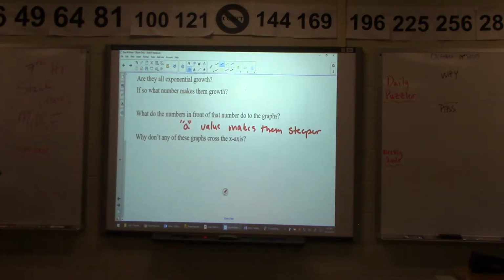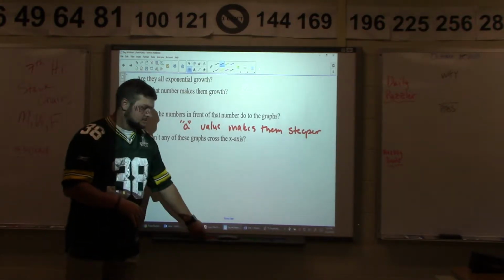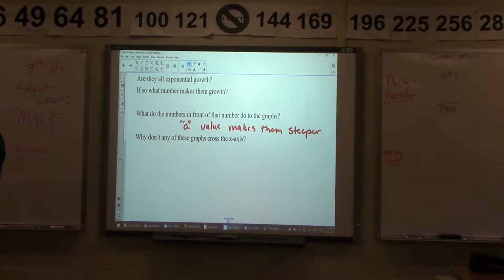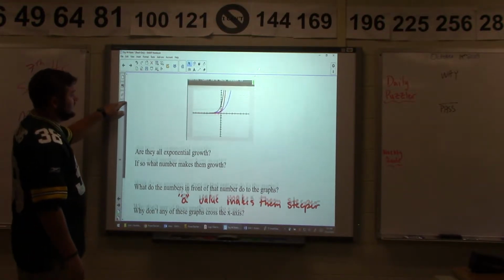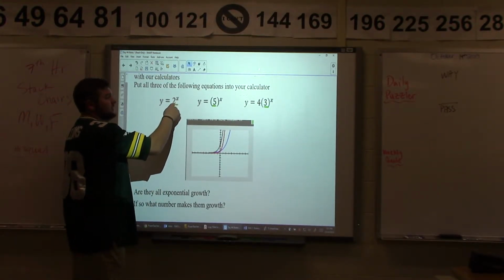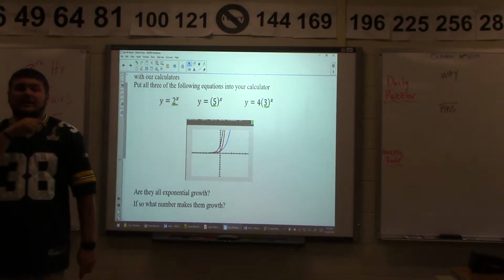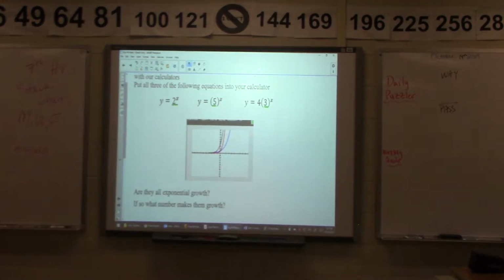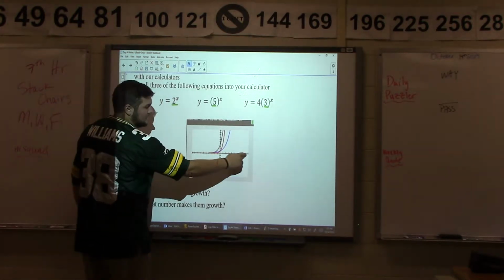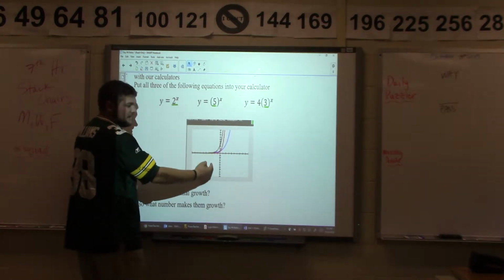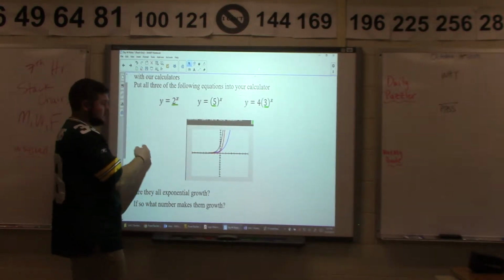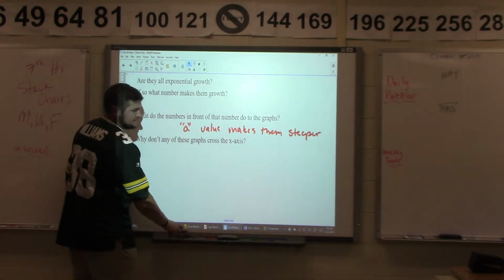Alright? I think the last question says, why don't any of these graphs cross the x-axis? They're not negative, right? If we look here, 2 is changing. Will 2 ever be negative no matter what exponent I use for x? No. If I have a negative exponent, but if you look at my graph, do I ever cross that x-axis? No, so I'm never going below it. I'm never getting to 0. So we have what we call a horizontal asymptote.